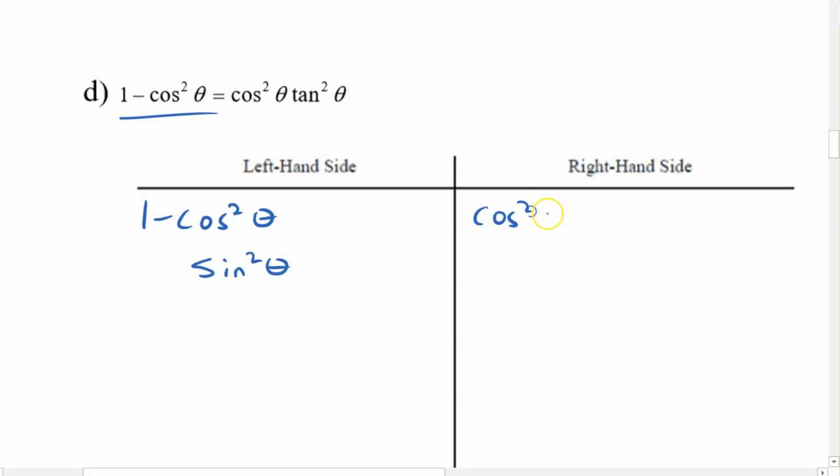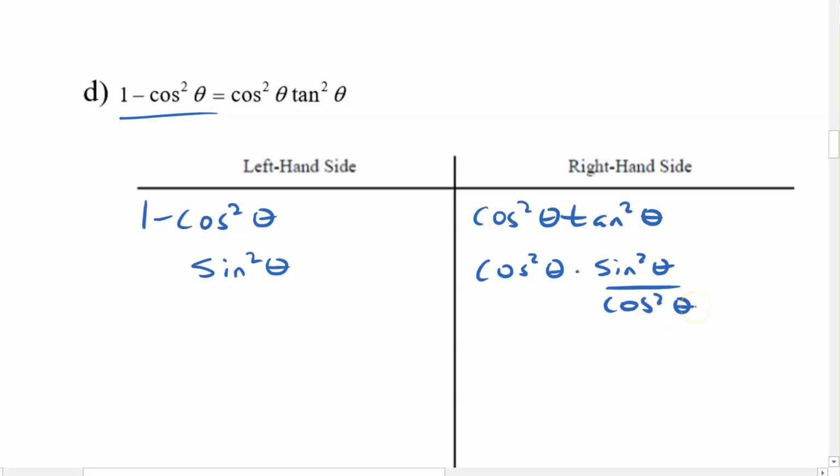Here, I'll just copy out the first line just to get started. And I'm going to go with that strategy of taking that tan squared theta and breaking it up. Cos squared theta times sine squared theta over cos squared theta. Well, now we're almost done, aren't we? Because now I've got cos squared theta over cos squared theta, so that cancels out. So then I get sine squared theta. And I have left-hand side equals right-hand side.